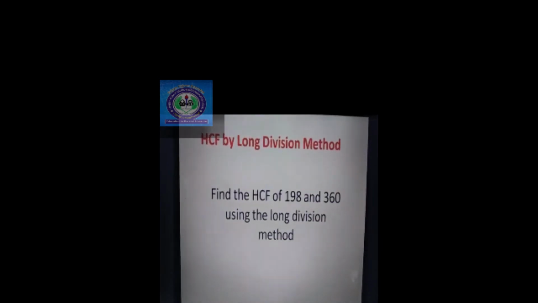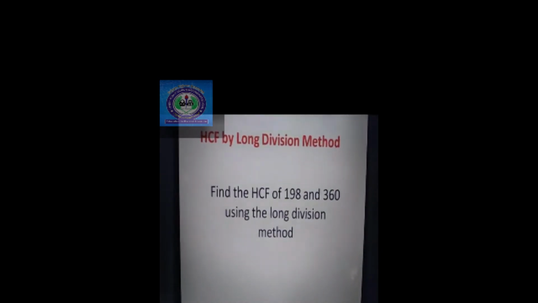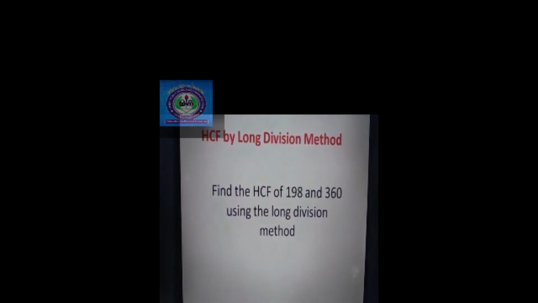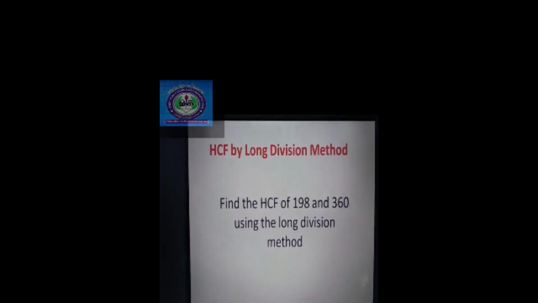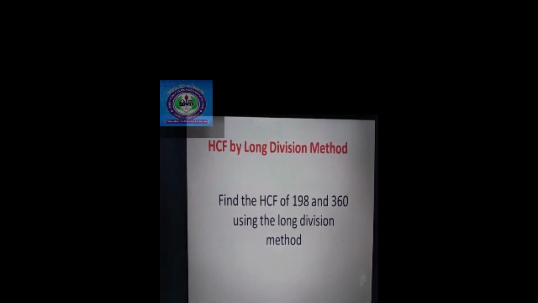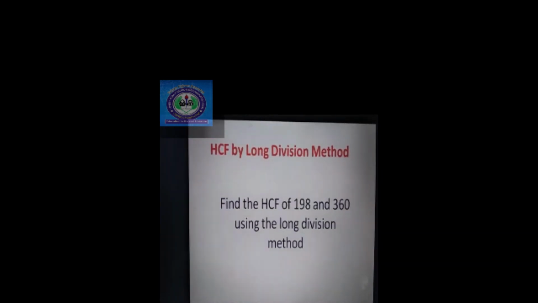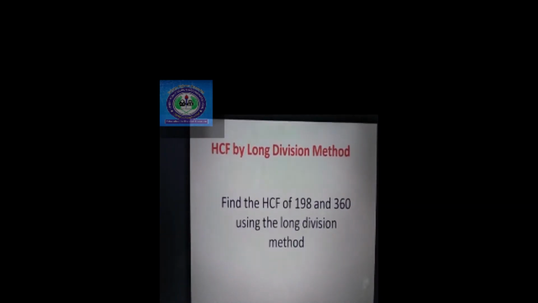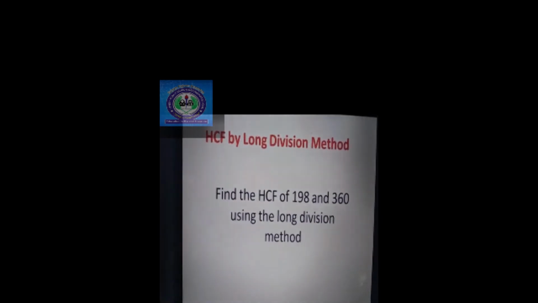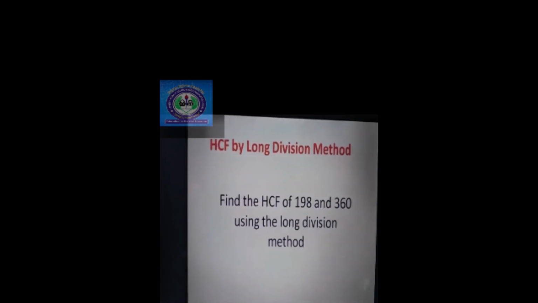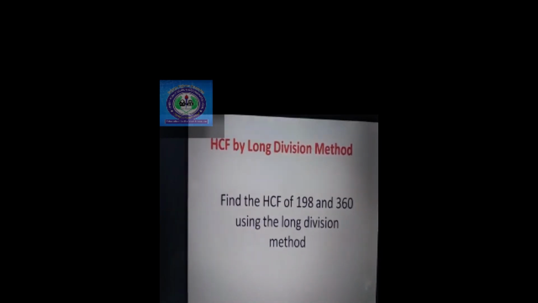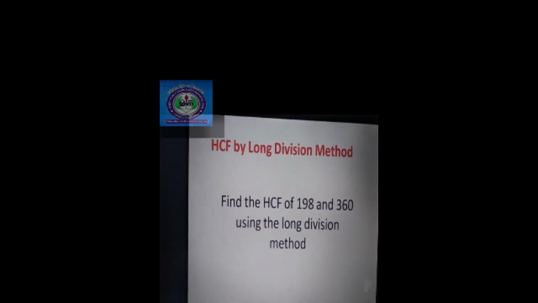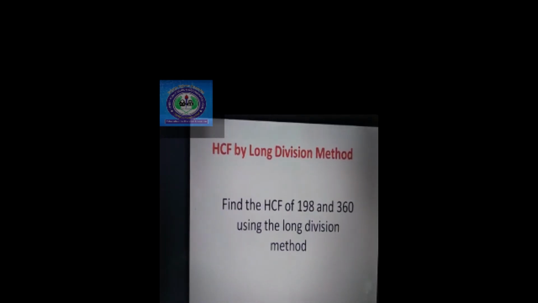Now let's learn HCF by the long division method. To find the HCF by the long division method, follow the given steps. Step 1, divide the greater number by the smaller number. Step 2, take the remainder as the divisor and the divisor as the dividend. Step 3, continue the process till you get 0 as the remainder. Step 4, the last divisor will be the required HCF of the given numbers.